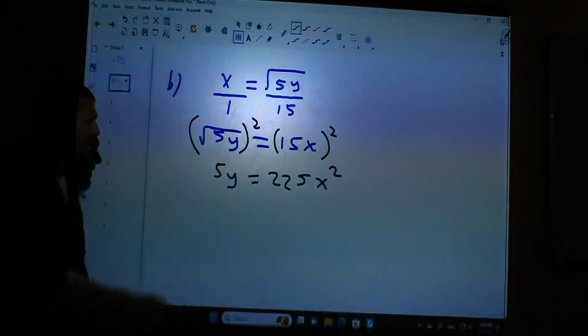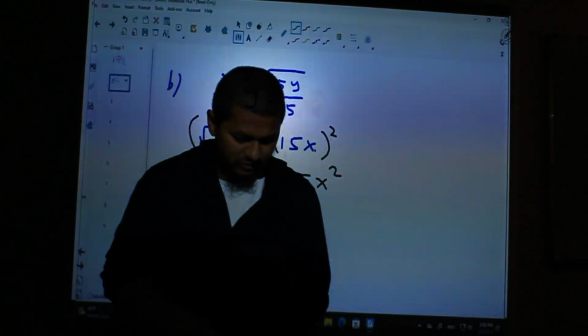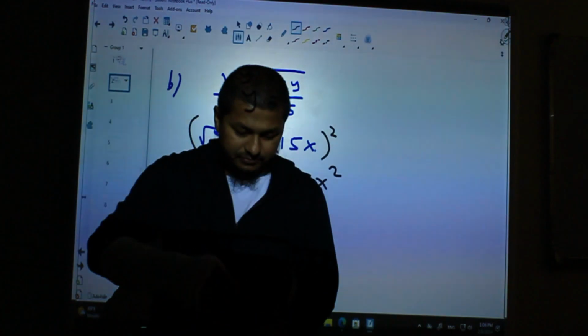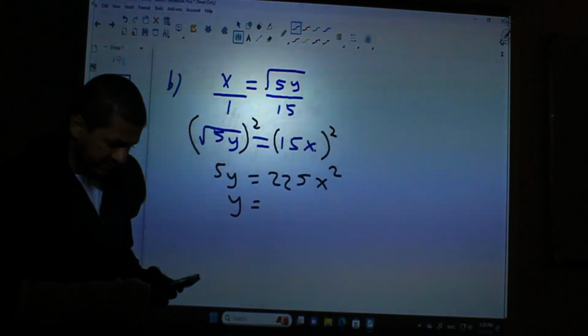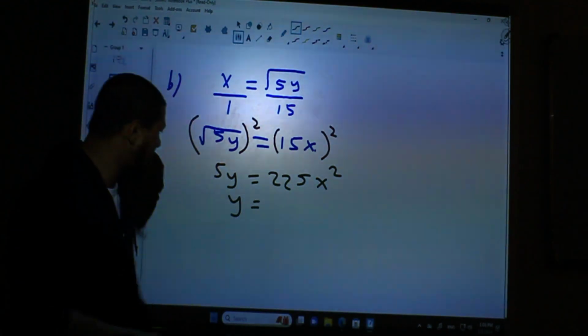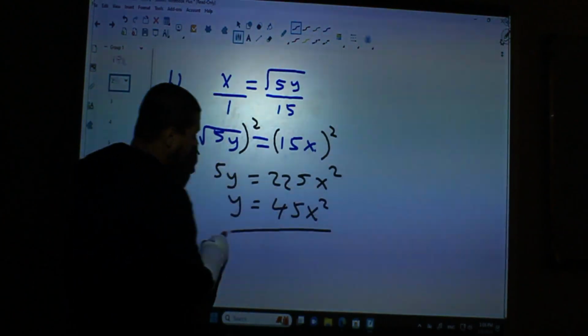We need to solve for y, so we'll divide both sides by 5. If I take 225 and divide by 5 using my calculator, I think you should get 45, right? So let's see, 225 divided by 5, I'm getting 45x squared. Yes, and that's the right hand side. 45x squared.